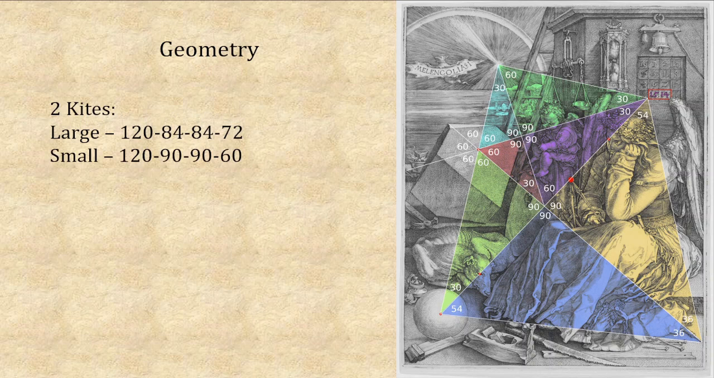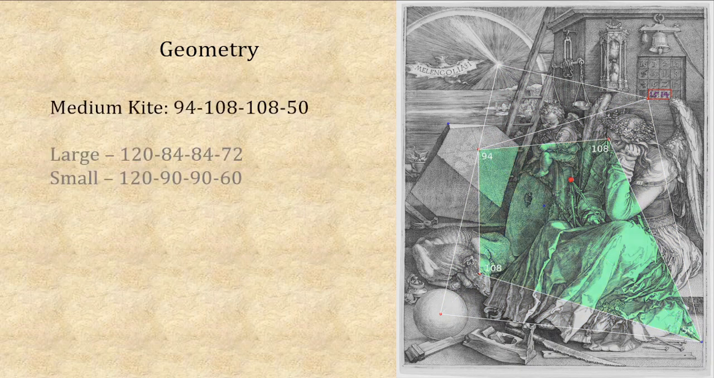And now a third kite can be drawn within the large kite by using the eye of the dog and the eye of the angel to define its width. And this has angles of 94, 108, 108 and 50. The presence of 72 degree and 108 degree angles in the kites suggests the presence of pentagonal geometry.